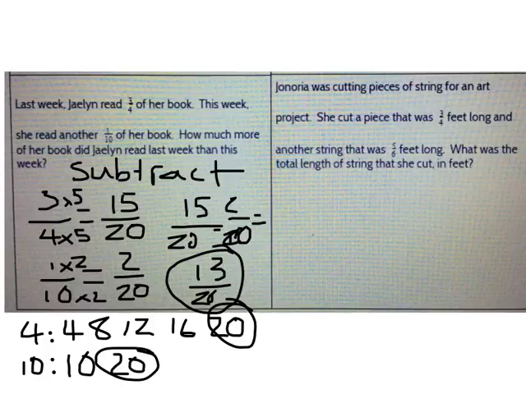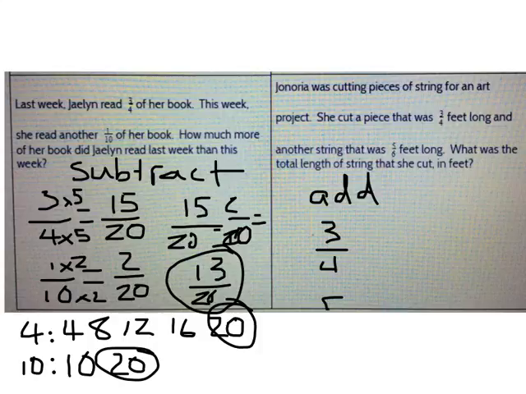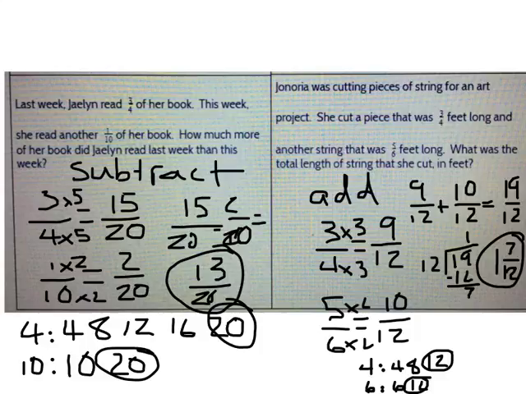First, what operation should I use? I need to add to solve this problem because I'm finding a total. I'm putting together the two lengths. So add 3/4 plus 5/6. Write your answer as a mixed number. The correct answer is 1 7/12.